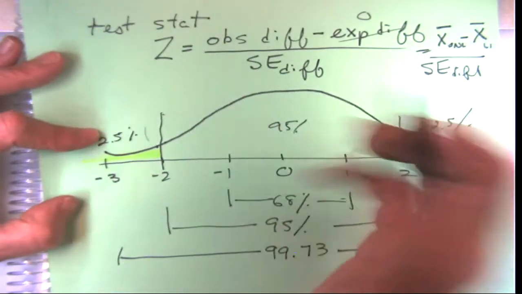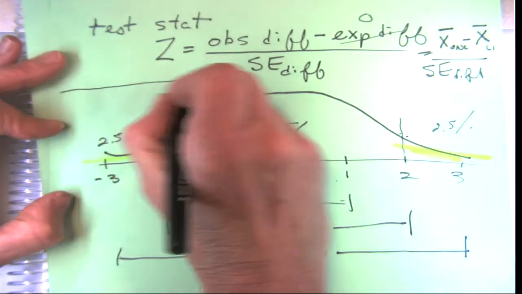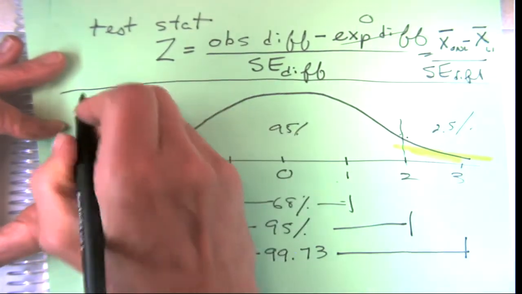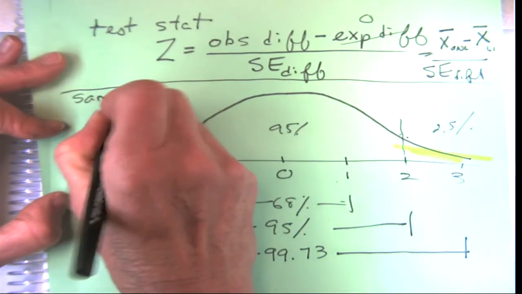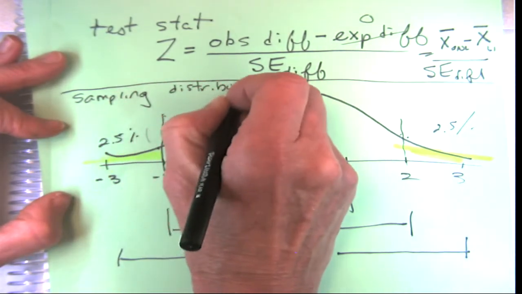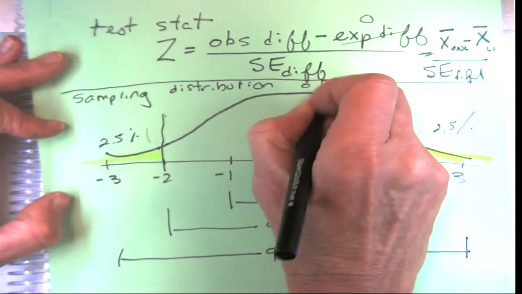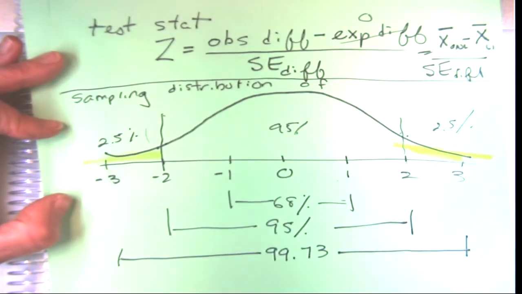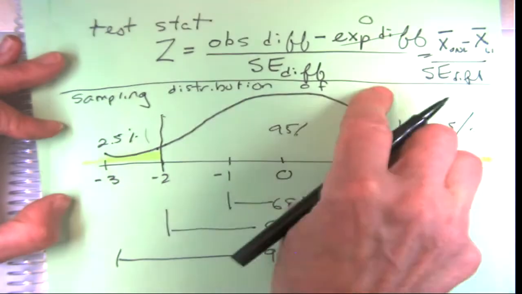this is the sampling distribution. I'll write it here. This right here is the sampling distribution of what? Of the sample difference, the difference between these.